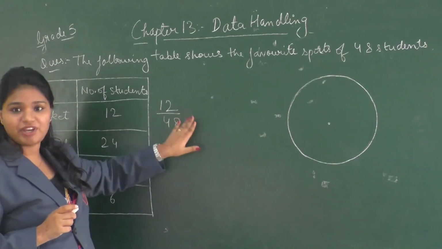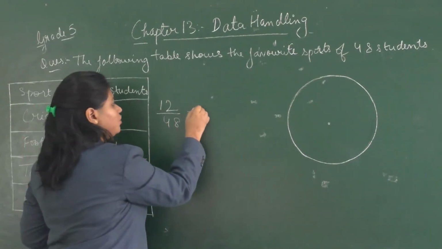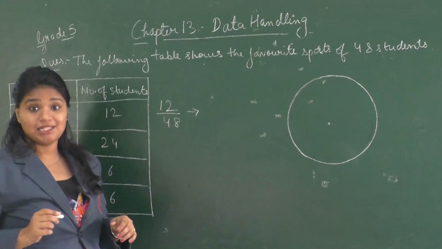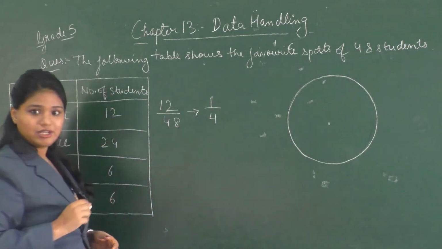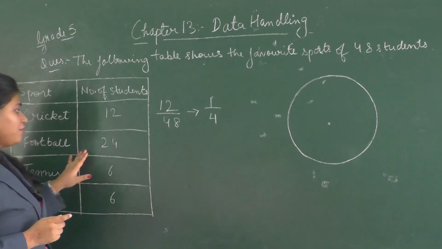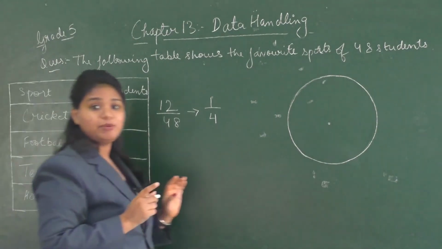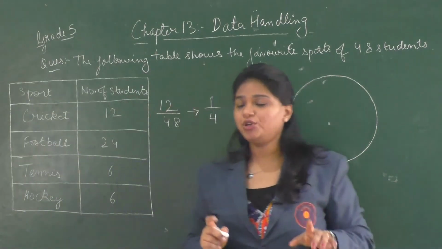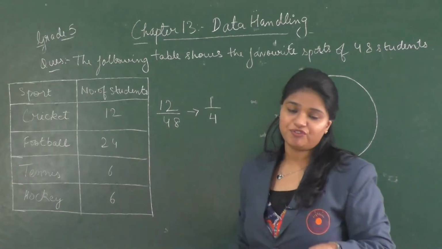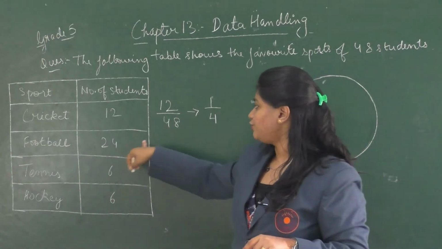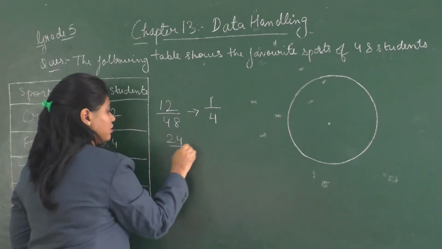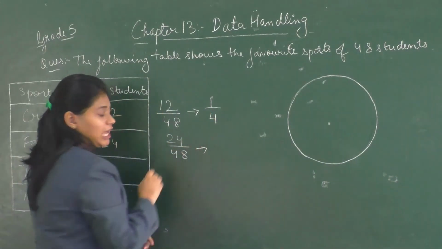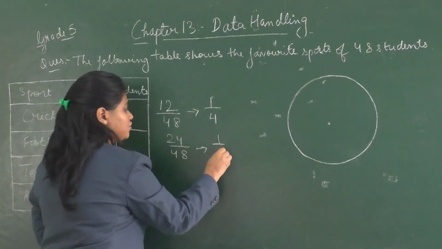Now you can simplify this fraction. How? 12 and 48 can be cancelled. So 1 by 4, right? Now next we have football. Football is liked by 24 students. Now you have to represent this in the form of a fraction. So I will write 24 upon 48. That becomes 1 by 2.